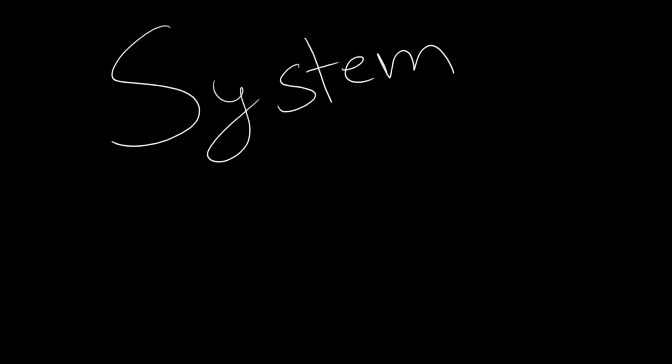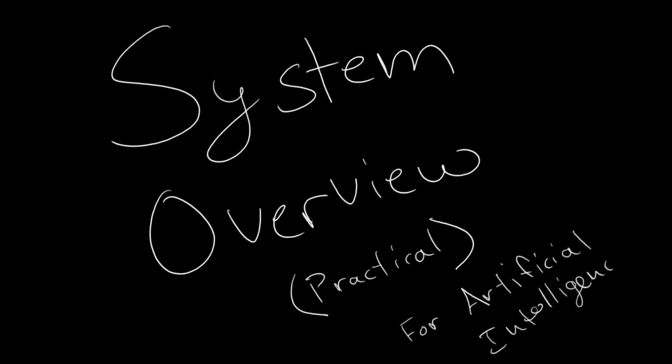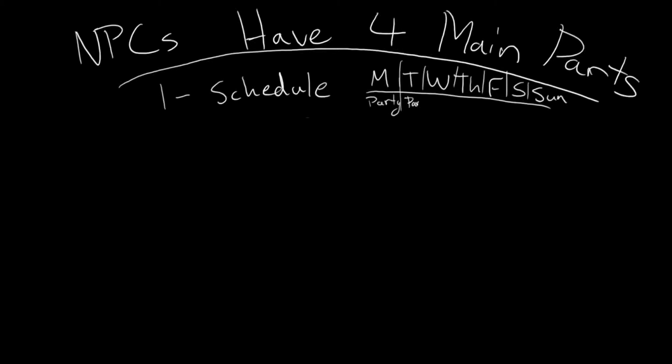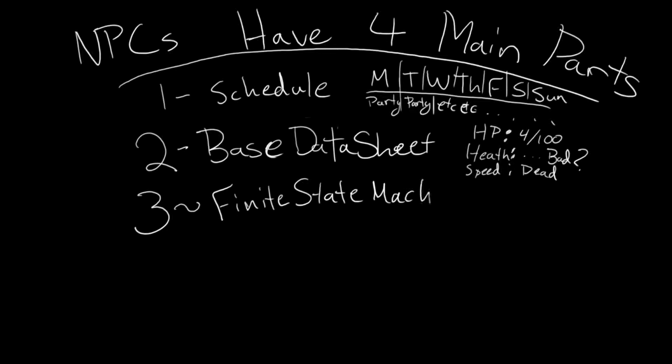So this is what I'm calling System Overview Practical. All NPCs right now have 4 parts to them. They have a schedule. This tells them when to do what. They have a data sheet. This is filled with everything you need to make a character exist in the game, things like movement speed. They have a finite state machine. This is an organization and implementation of the different states a character can be in. And then they have a personality. This is what makes them interact with other game systems in a way that is completely unique to them.